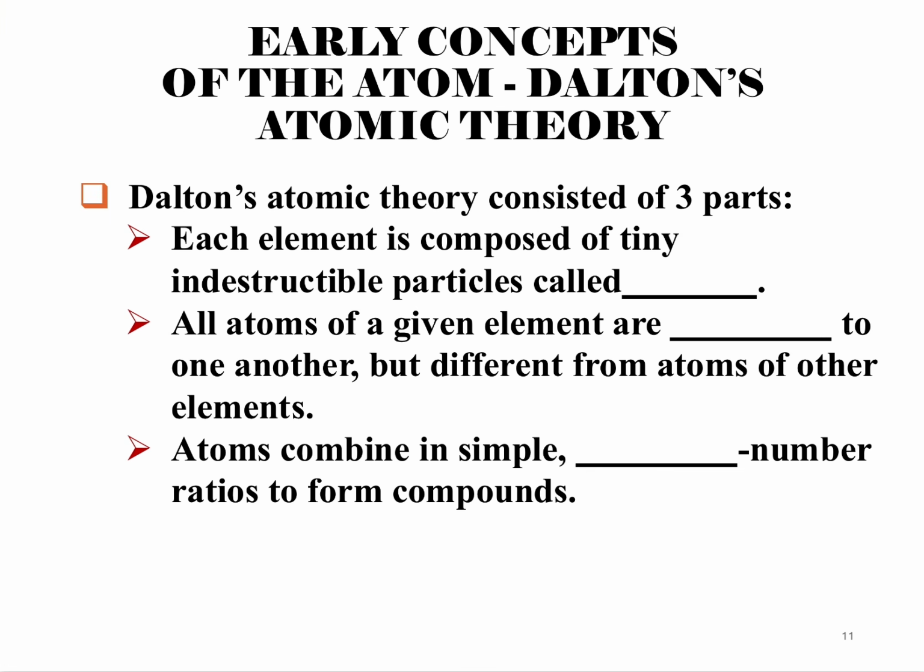The first early theory of atomic structure, meaning what makes up atoms, is that each element is composed of tiny indestructible particles called atoms. All atoms of a given element are similar to one another, but different from those of another. So if we had an elemental substance like fire, then fire would be similar to other fire atoms, but different from, say, water atoms, in a very simplistic way. And then these atoms would combine in simple whole number ratios to form compounds.